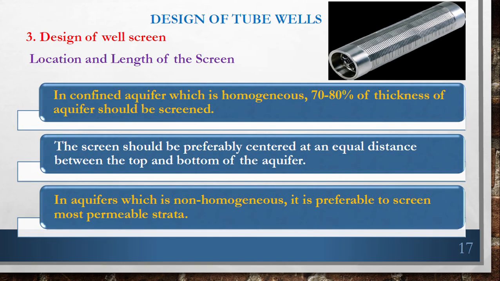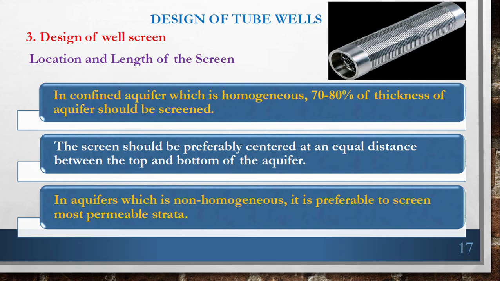Now the first step in the design of well screen is location and length of the screen. Length of the screen is this one. As I have already told, we are placing the screen vertically, so we can say that it is the height. There are actually two types of aquifers, confined and unconfined. They are the two important types of aquifers from which we are extracting water.